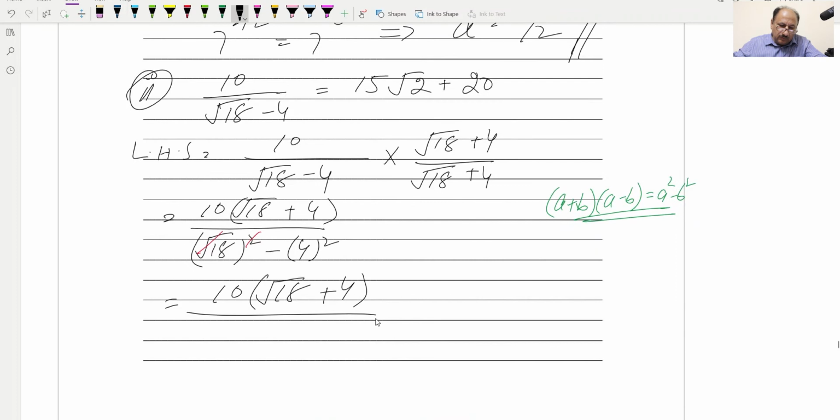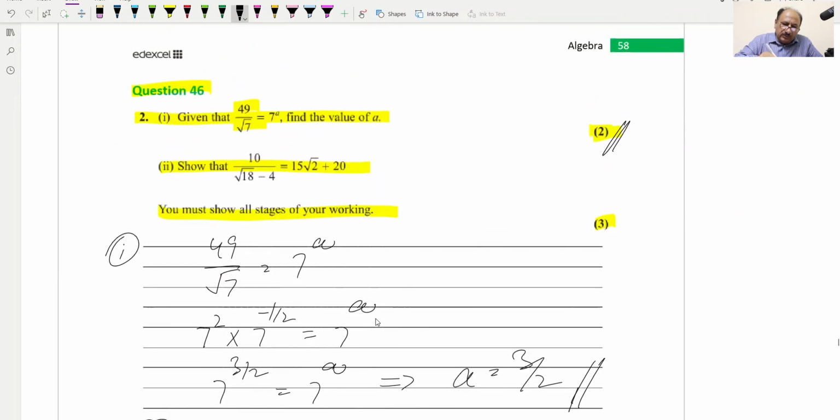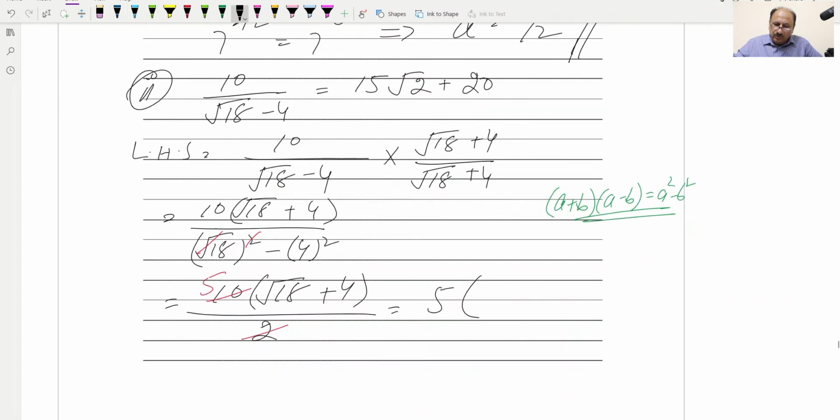18 minus 4 square will be 16, so this will be 2, and 2 can be cancelled to this one, it will be 5, and now we will be getting what? We will be getting 5 under root 18. We can write it as 6 under root 3 because we have to shape it like this one. 15 under root 2, so we can write 9 into 2, basically 9 under root into 2 under root plus 4, like this one.